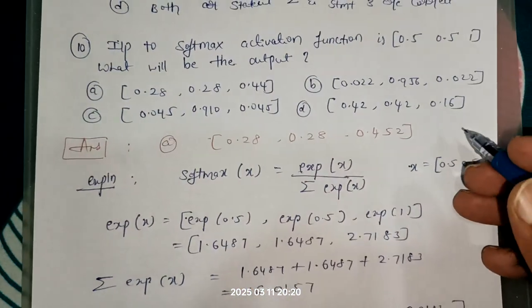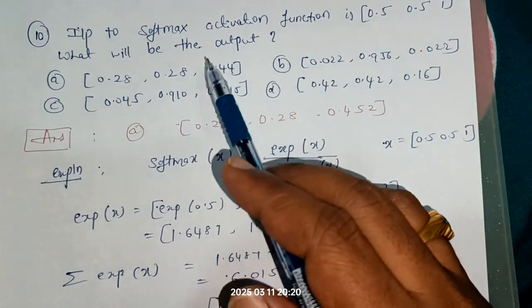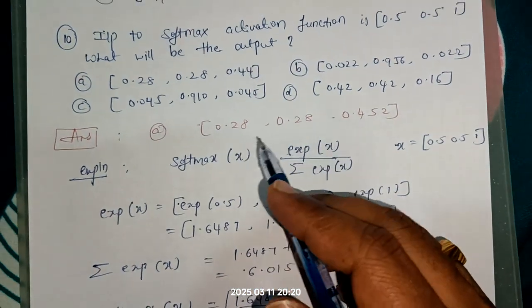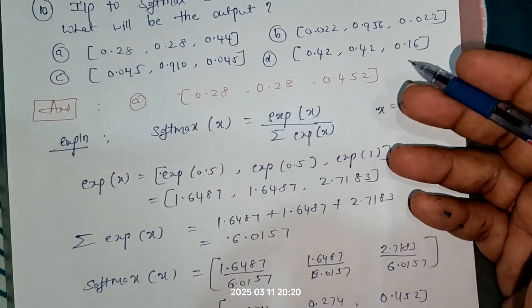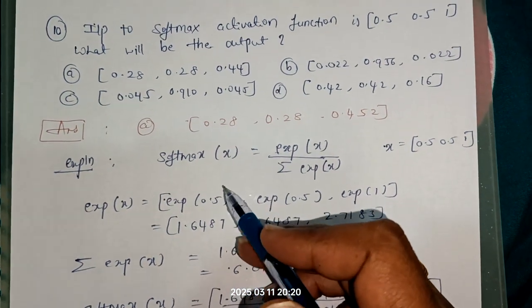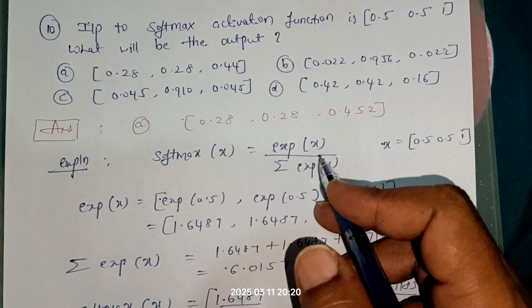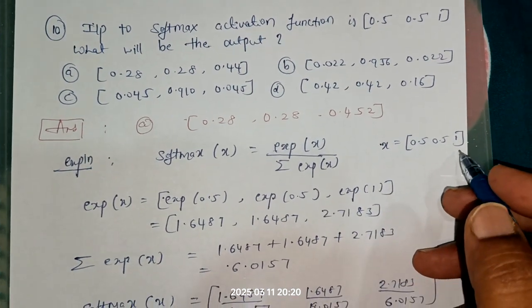So the 10th one: the input to the softmax activation function is 0.5, 0.51. What will be the output? Four answers are given. This problem has already appeared in the 3rd, 4th or 5th assignment. I'm not sure, but this problem has appeared already. The softmax function is equal to the exponential of x divided by the summation of the exponential of x. The x values given are 0.5, 0.51.